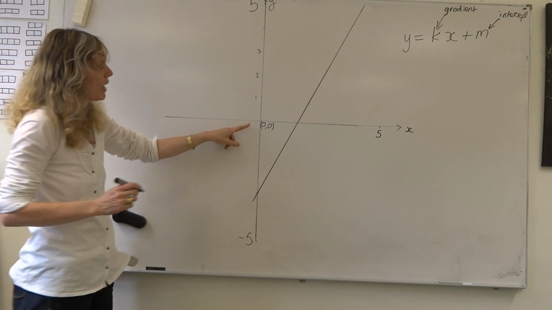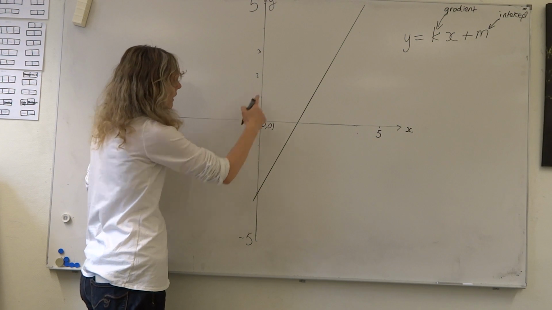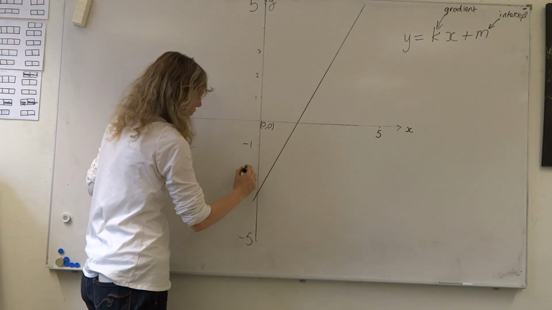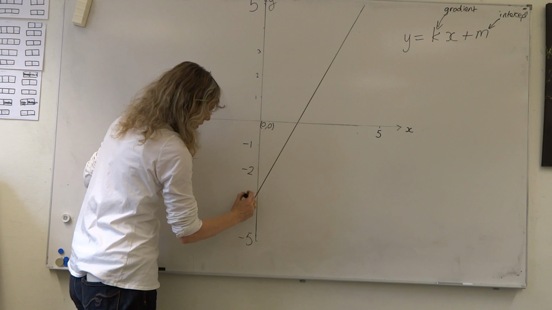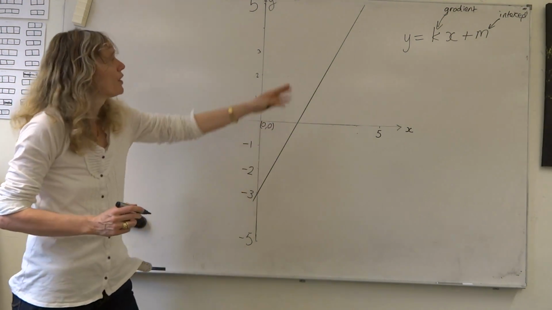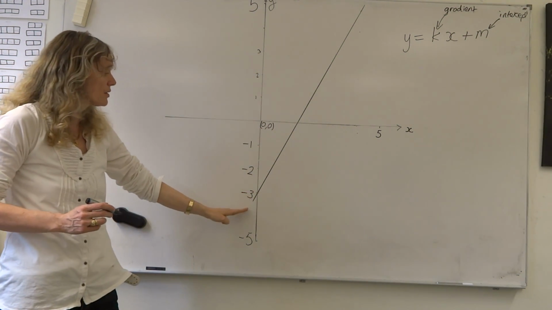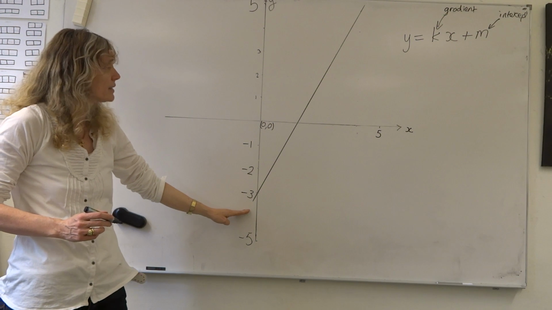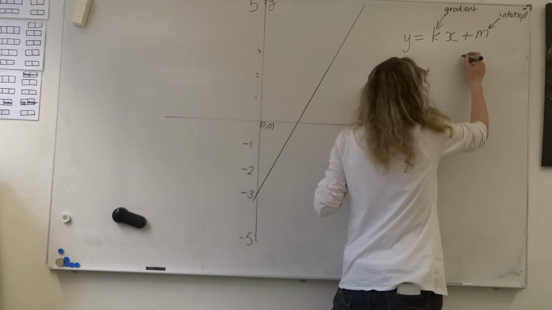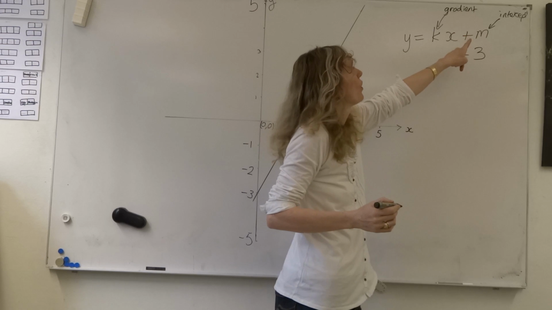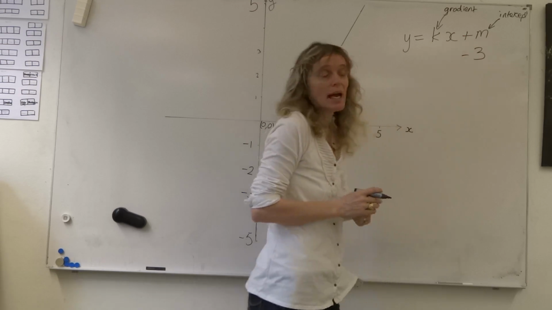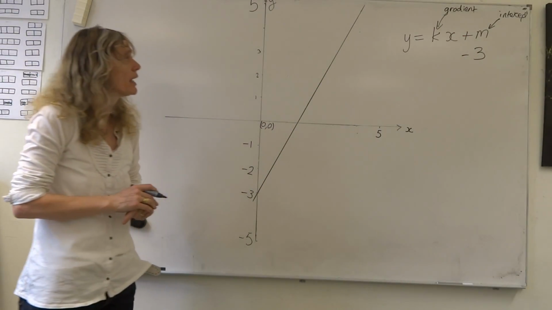And now we just need to count down then. So if this is 0 and this is plus 1, this one must be minus 1, minus 2, minus 3. So the straight line cuts the y-axis at the point minus 3. So we now know what the value of m is. It's minus 3.